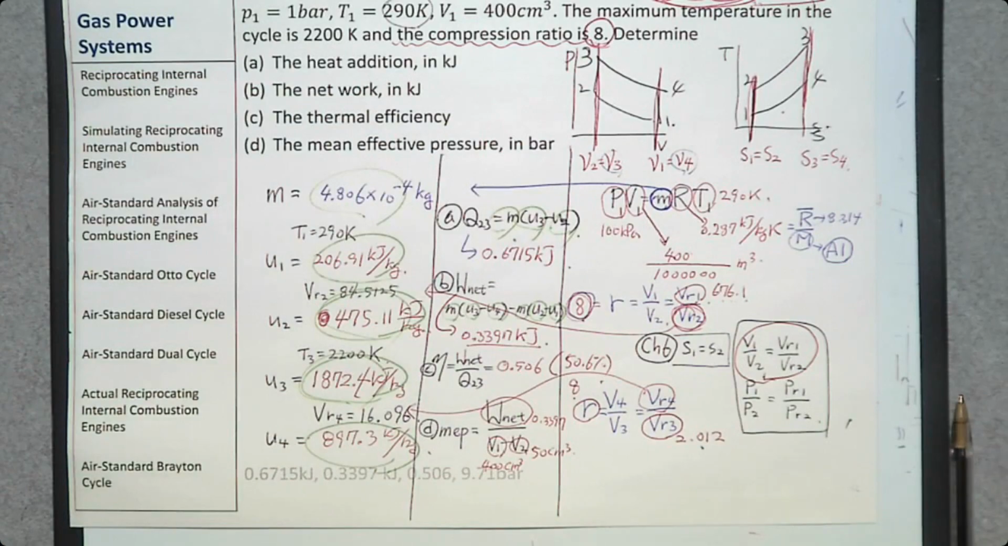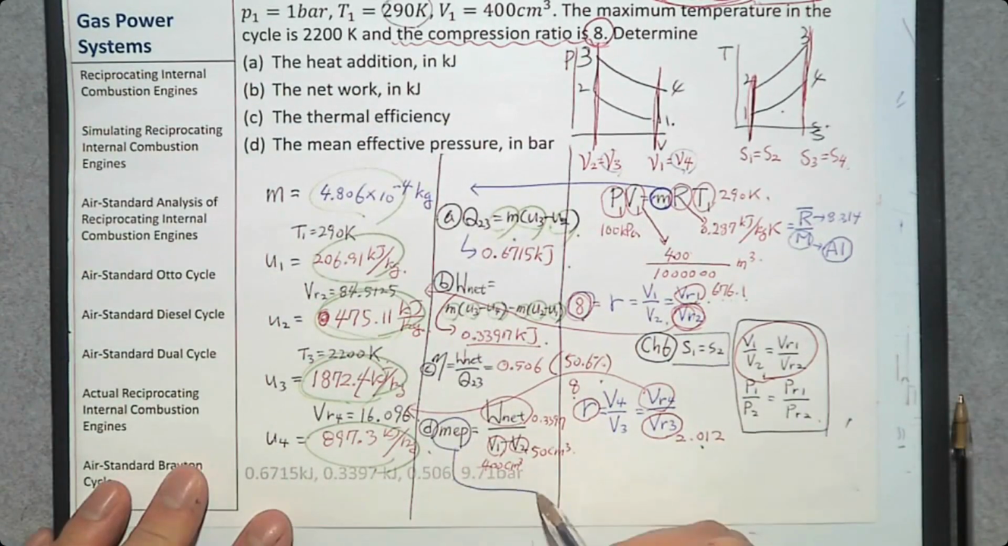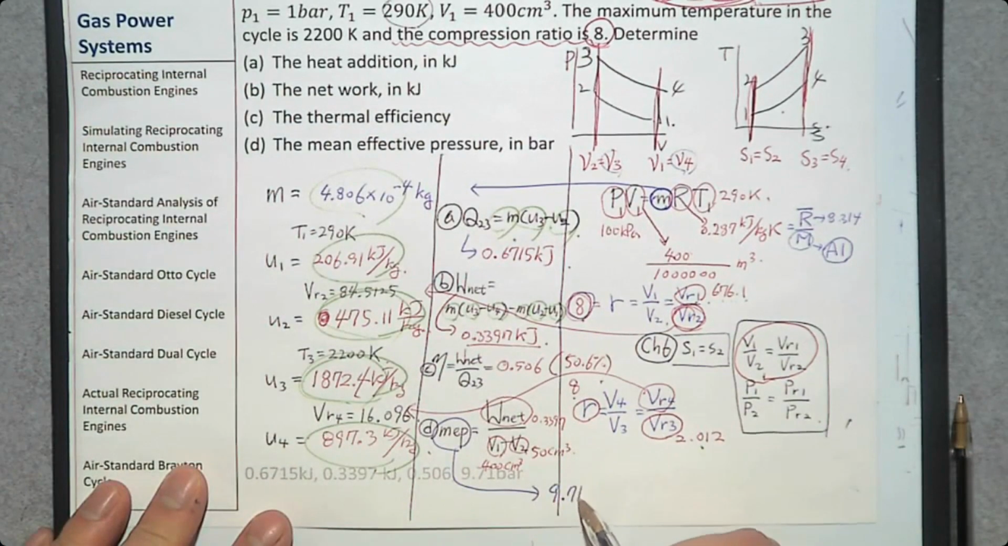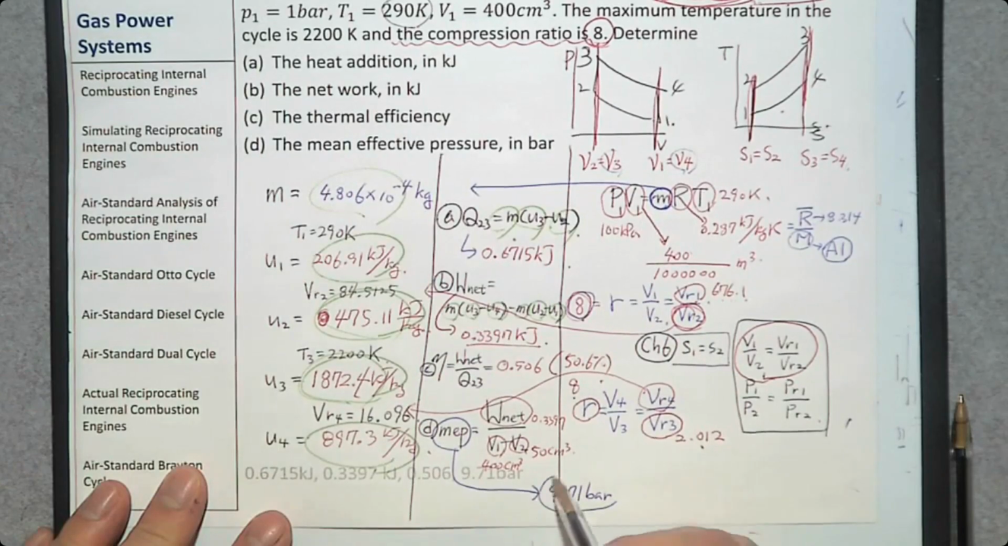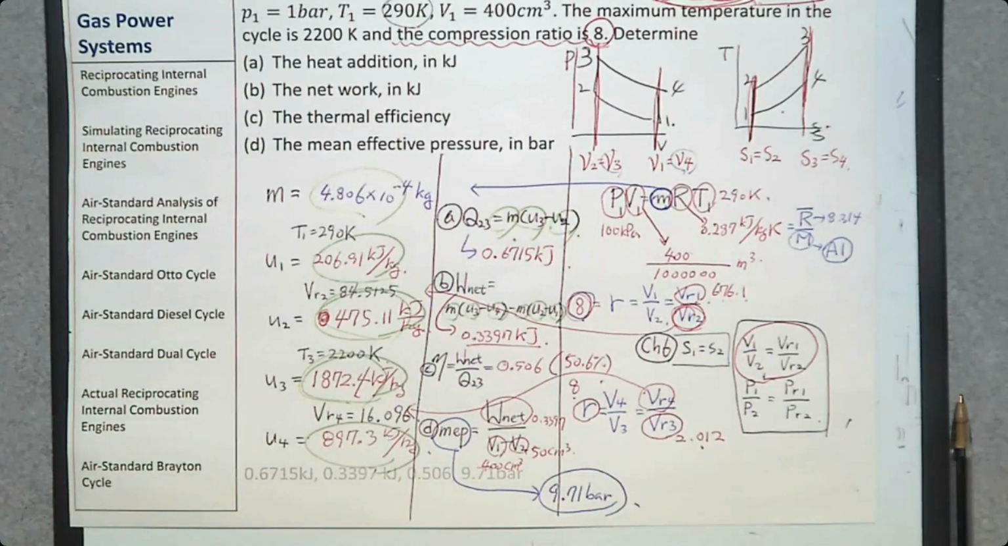Then you get mean effective pressure. That's going to be 9.71 bar. So that's how you solve this problem. Any question about this? This difficulty is what you can expect from the final exam.